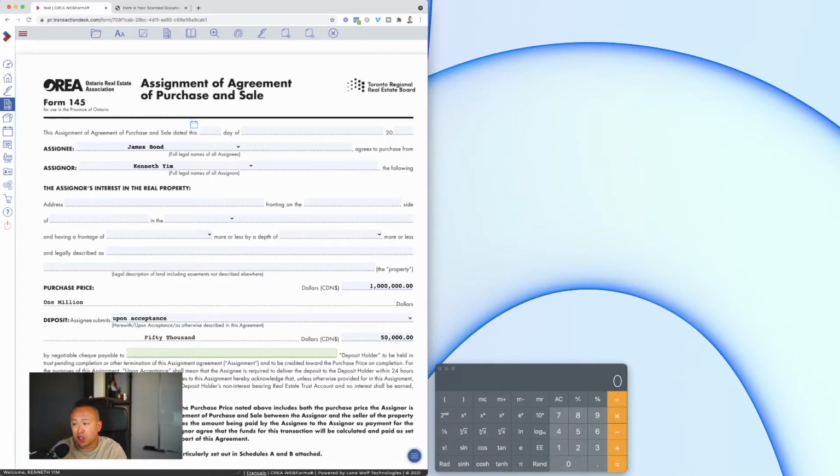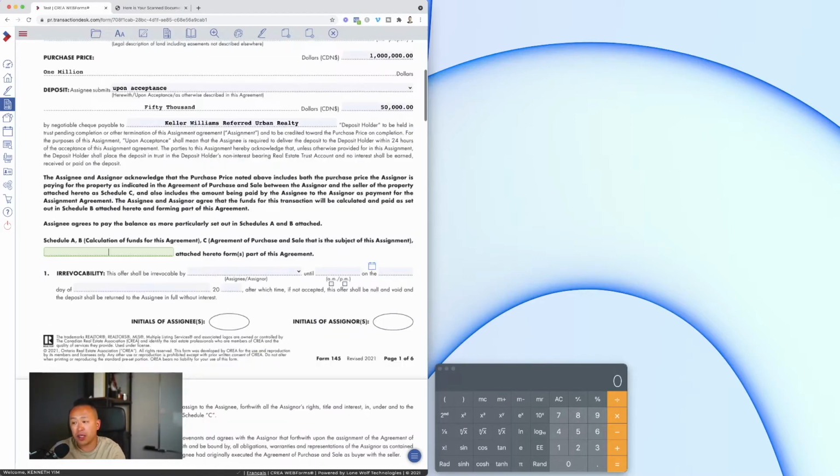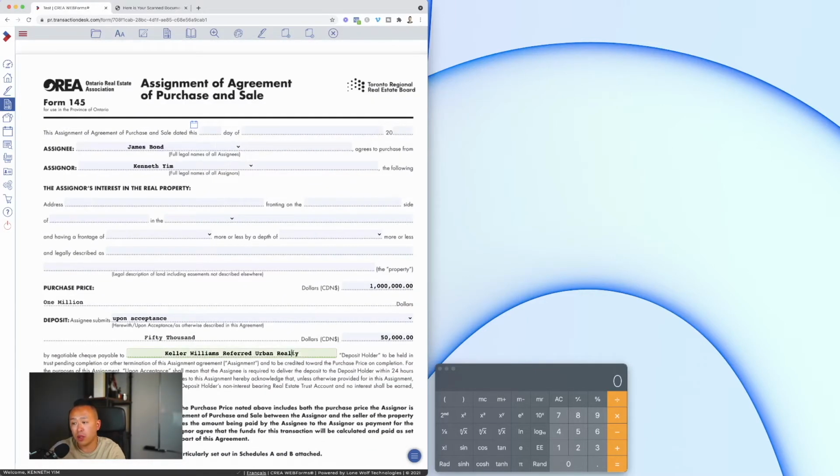And the check will be payable to us as our trust account. And the reason why you want to pay it into a trust account as opposed to paying it directly to the assignor or the seller is because if you do a private deal, let's just say, what happens if the seller just disappears? Right? It's kind of scary in that aspect.